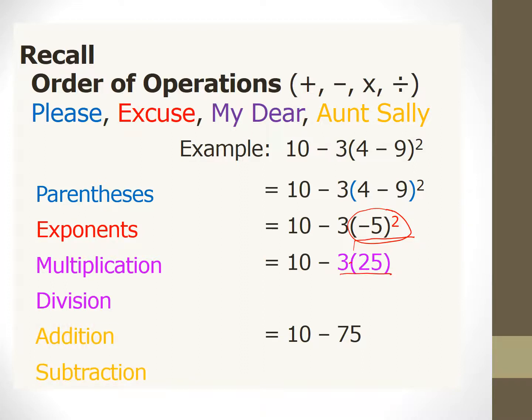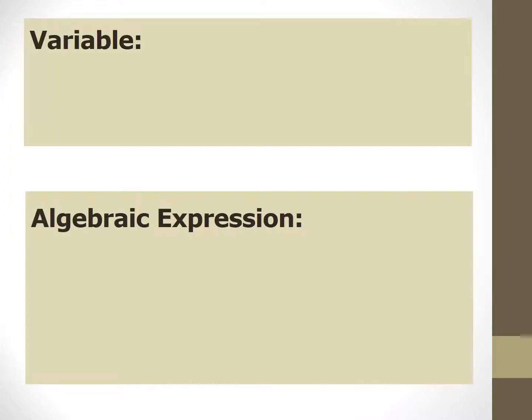The Aunt Sally is the addition and subtraction part of our PEMDAS. Addition and subtraction gets our last priority, which means we do it very last, unless of course it's inside parentheses, but we carry this out equally. So 10 minus 75 is -65. Order of operations, PEMDAS, please excuse my dear Aunt Sally.